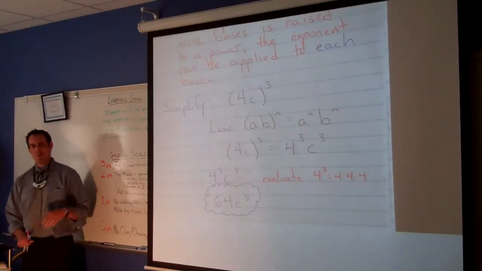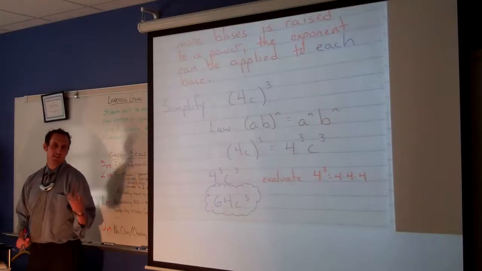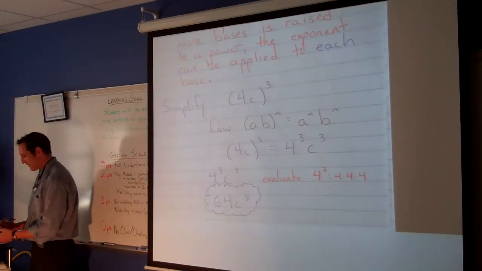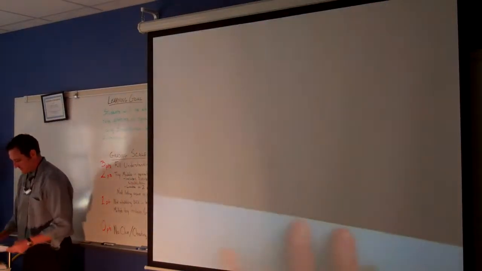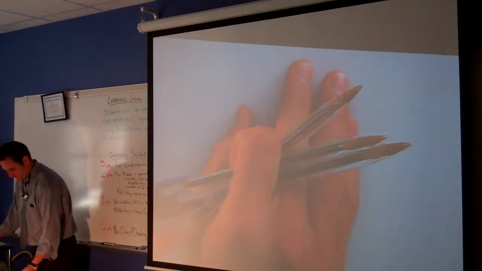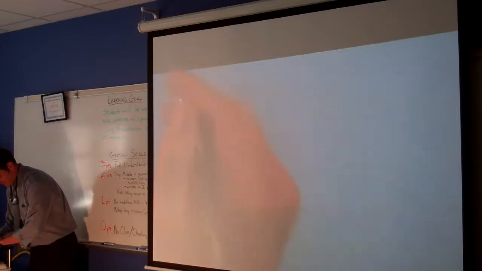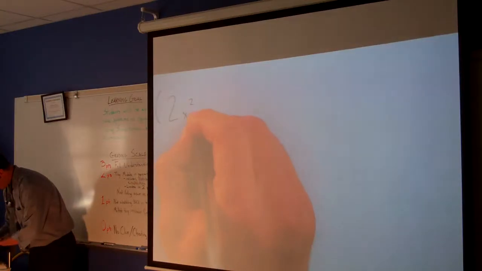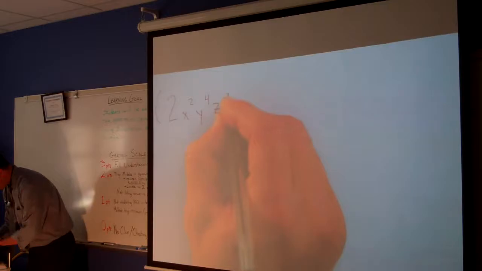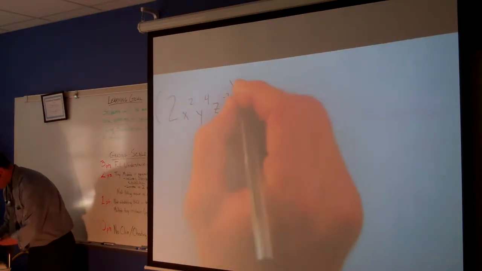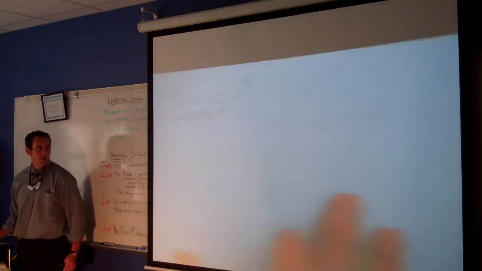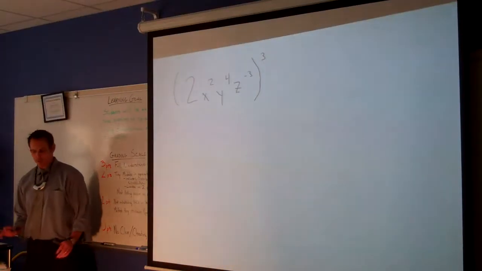So now what we're going to do is a bunch of examples that are going to take into account all of these laws that we've learned so far. All right, so let's get into a few examples. And here's the first one we want to take a look at. Look at this kind of crazy mess that's happening here: 2x squared y to the 4th z to the negative 3rd, all of that raised to the 3rd power. We're going to simplify this expression.